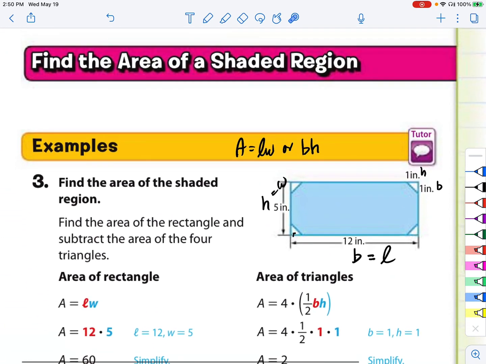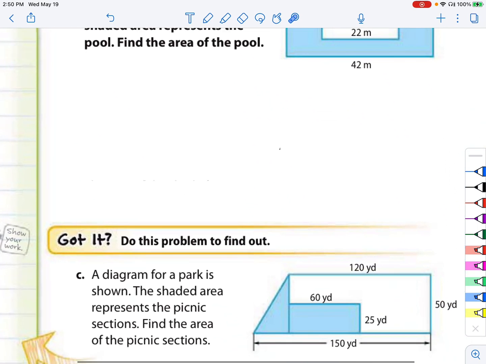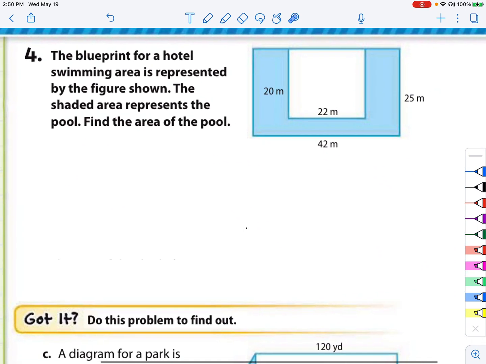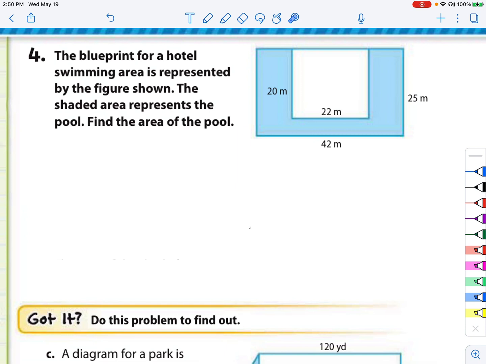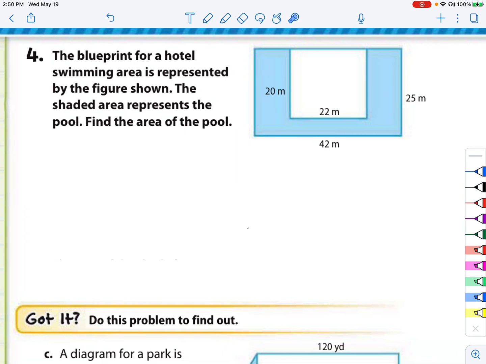Oh, there's no guided problem after number 3, so we'll go on with guided practice. No, sorry, example number 4. In example number 4, you are given this blueprint. In this blueprint, a hotel swimming area is represented by the figure shown here.